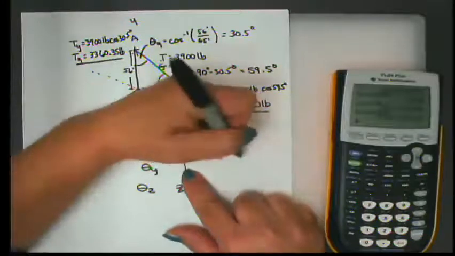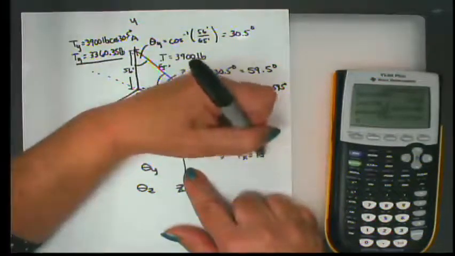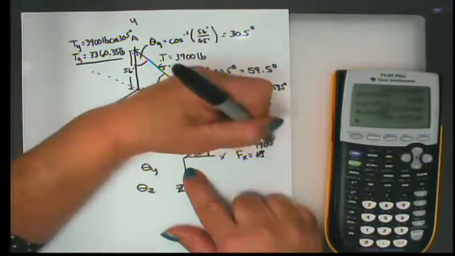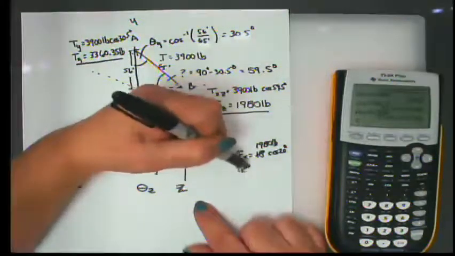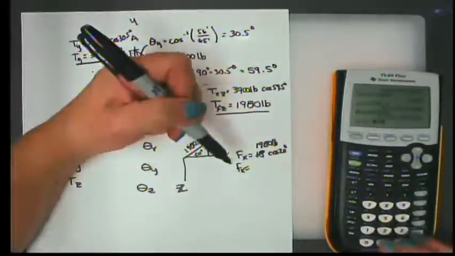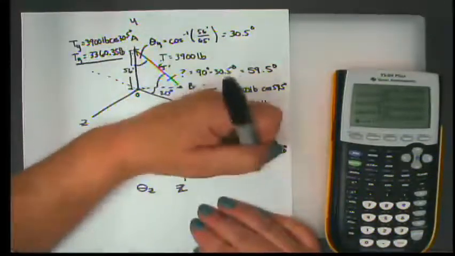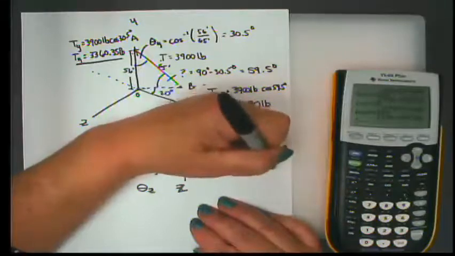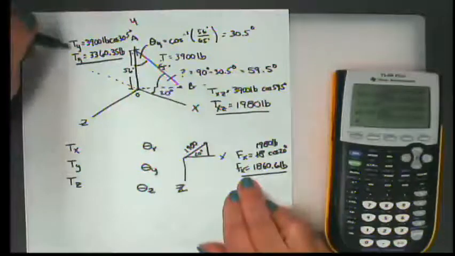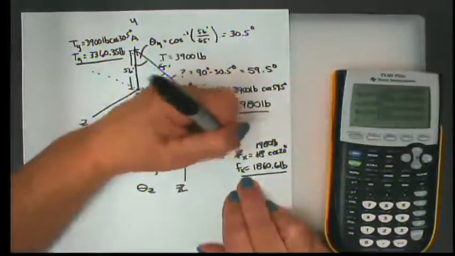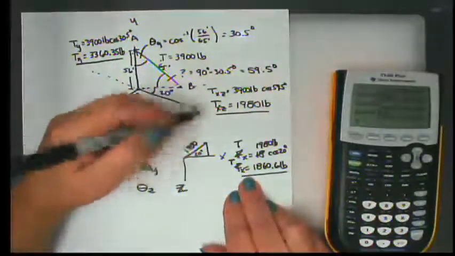So if we drop this down, we can say the force in the x direction is equal to 1,980 pounds times the cosine of 20 degrees. If I do cosine of 20, multiply that by 1,980, we get 1,860.6 pounds. I kind of switched my variables here. I should refer to this as T sub x, because we're talking about a tension. And then what about in the z direction?